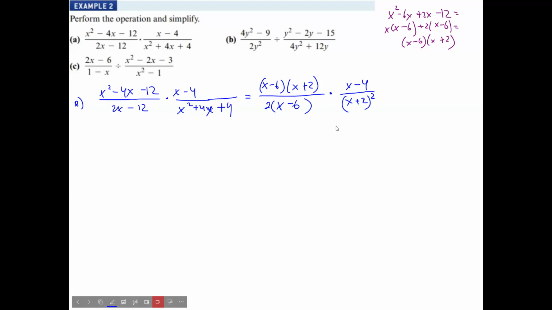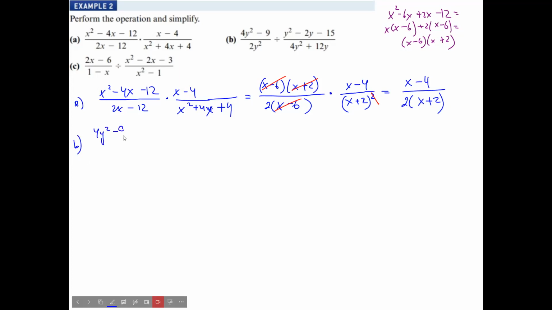Is it? Okay, now this disappears. This disappears. And what I have is x minus 4 over 2 times (x plus 2). Any questions? Okay, let's do b.